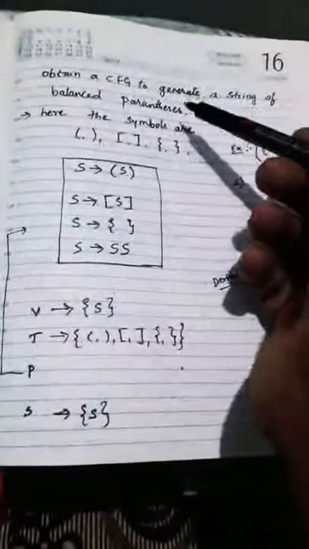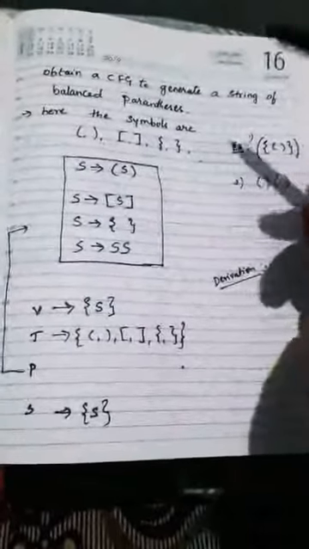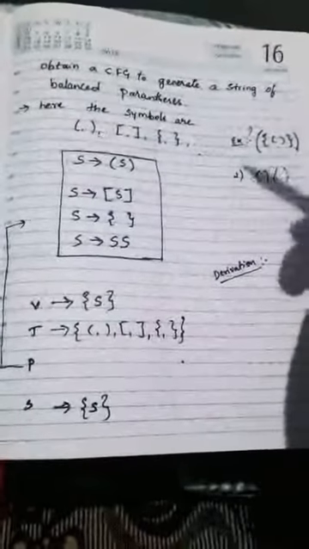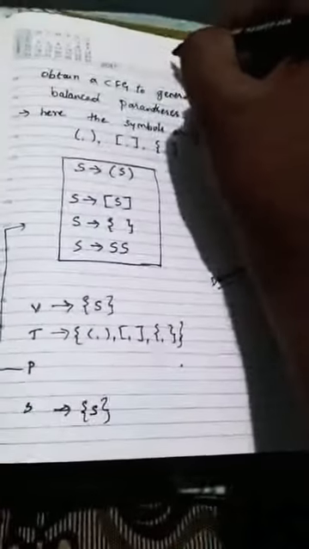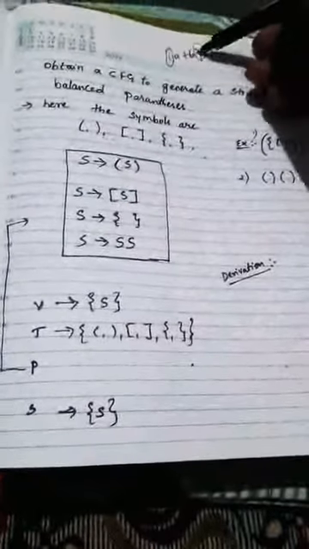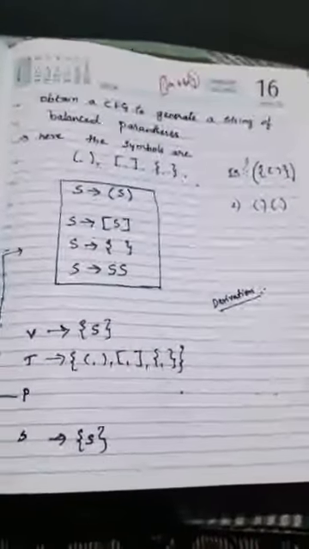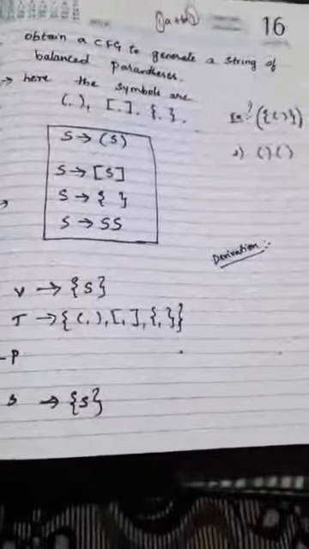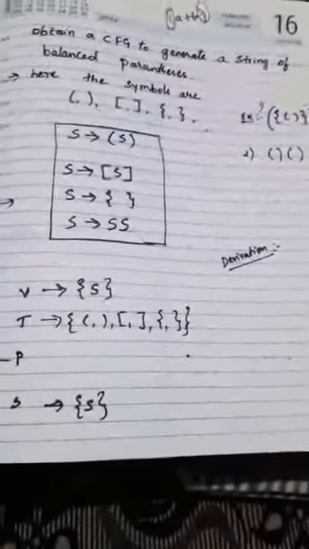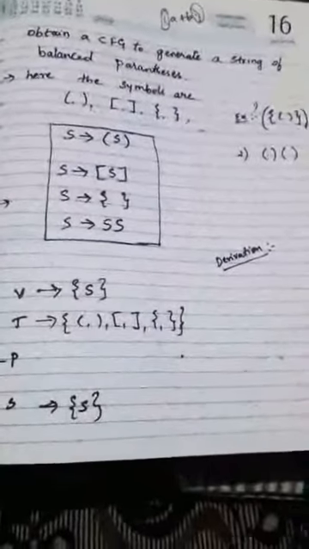What do you mean by balanced parentheses? It's like when you are writing any arithmetic expression, like a plus b. You have a balanced parenthesis here. For such balanced parentheses, you have to write a context-free grammar that always accepts a balanced parenthesis.